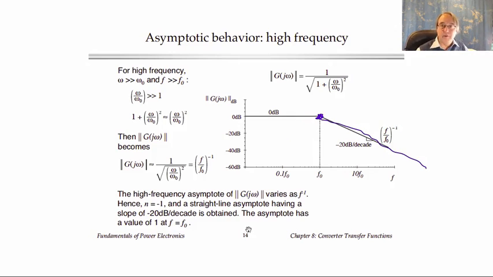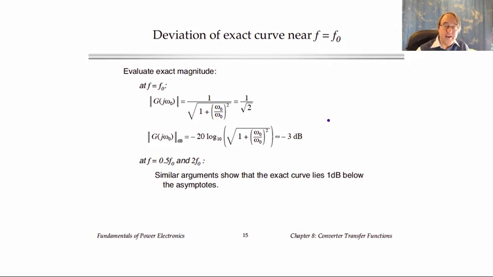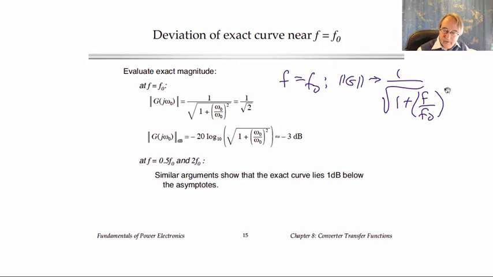So we have two different asymptotes, one for f much less than f naught and the other for f much greater than f naught. The only thing left is to say, what does the exact curve do in the vicinity of f equals f naught? To find that, we can just plug in some values. For example, when f equals f naught, what do we get? Our magnitude of g becomes 1 over root 1 plus f over f naught quantity squared with f equals f naught, and the whole thing will go to 1 over root 2.